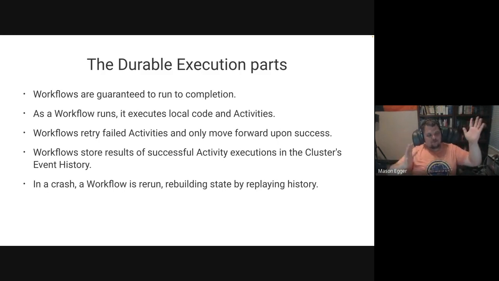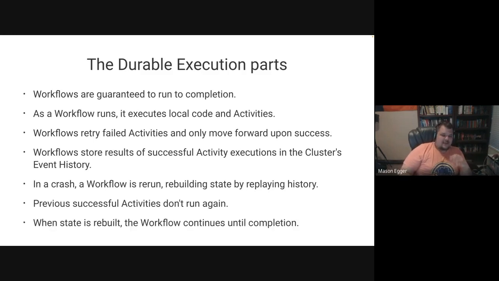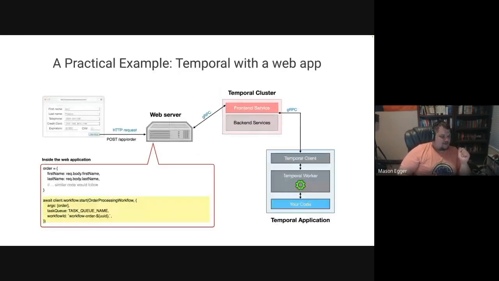So if I have a workflow with 10 steps and I fail on step 5, and it crashes and rebuilds from the event history, it's going to take the values that were stored in those other 4 steps, reuse those, and then continue on. And again, you'll never even notice that it happened. Previous successful activities don't run again, and when the state is rebuilt, the workflow continues.